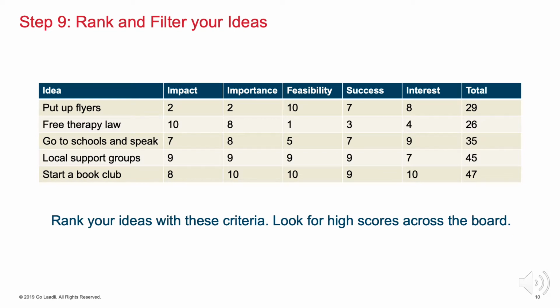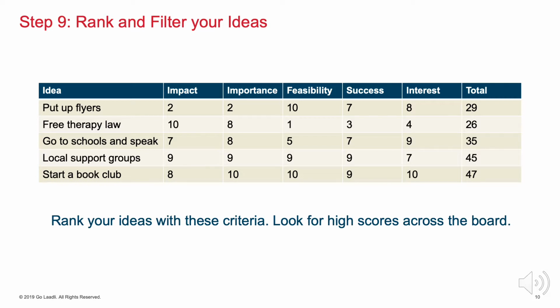Now it's time to pick the ideas that you want to go after. This is a quick and easy way to do that I've used in my work in technology software development for prioritization. Take each of your ideas and see which one ranks highest using the criteria, in this case, from the Go Loudly challenge. So the criteria that is laid out in the challenge is impact, importance, feasibility, success, and interest.